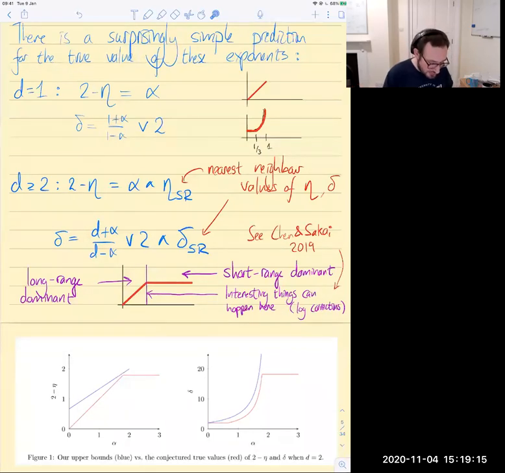So you should have these two phases, the small alpha phase and the large alpha phase, where in the large alpha phase, all the exponents should be the same as the nearest neighbor model. And in the low alpha phase, it should just be the same as the one-dimensional model.